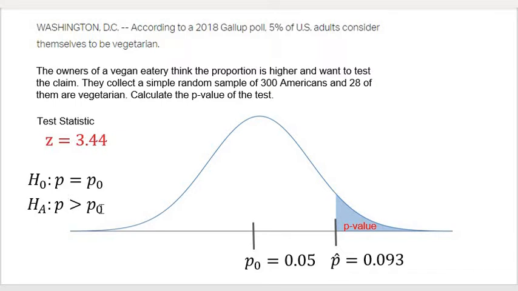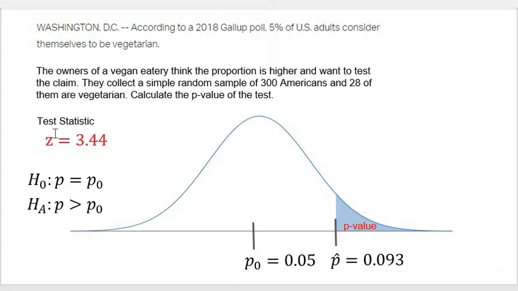Now, because we're doing a right tail test, the alternative hypothesis is that the proportion is greater than 0.05. Because it's a right tail test, the p-value is the area to the right of the test statistic. In the sampling distribution, or the null distribution, it would be the area to the right of 0.093. But we know the area to the right of 0.093 in the null distribution is the exact same thing as the area to the right of its z-score in the standard normal distribution.